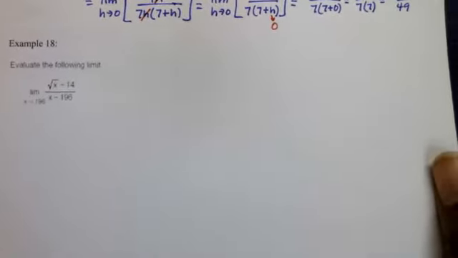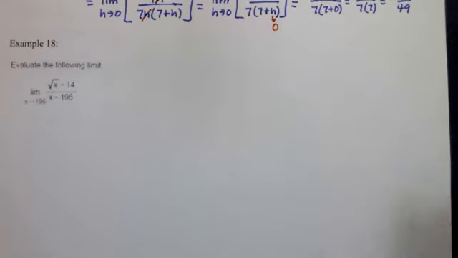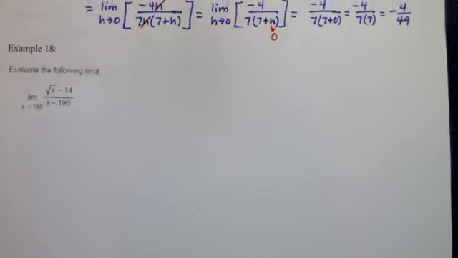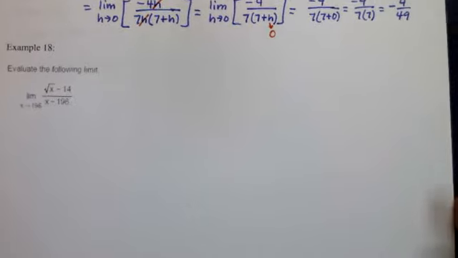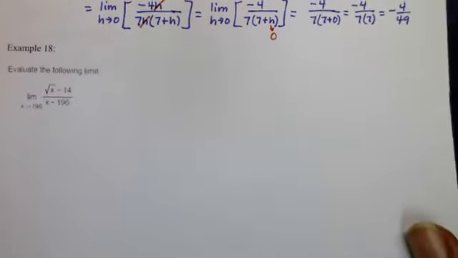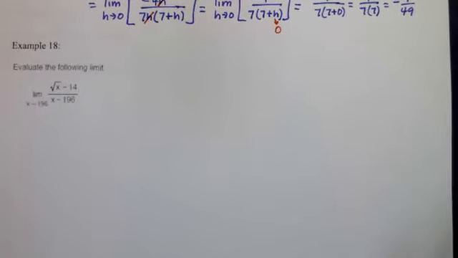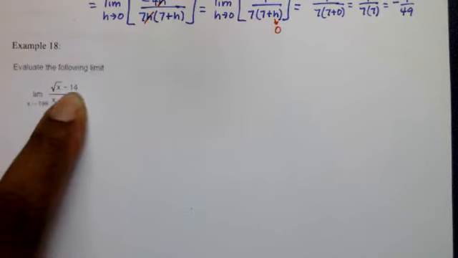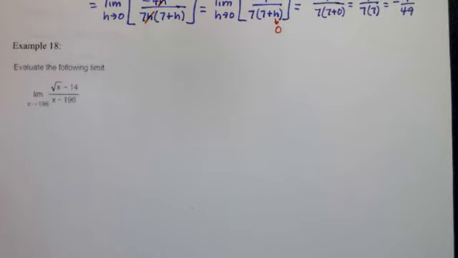All right, here's another one. Let's say I want to evaluate the limit of the square root of x minus 14 divided by x minus 196 as x approaches 196. Obviously, I will get a 0 in the denominator. So in this case, I'm going to need to do something here. Notice I got the square root of x minus 14 in the numerator.